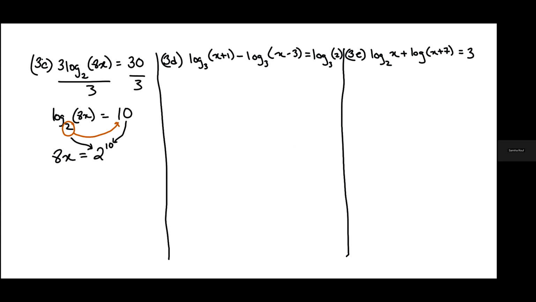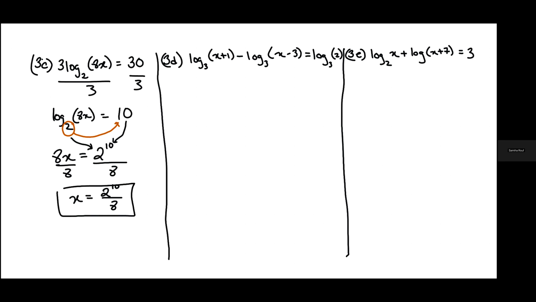Right? And then finally, we just have to isolate x, so we just divide out by 8, and we get x equal to 2 to the power 10 over 8. And then we could put this in a calculator and see what that's equal to. I'm just going to keep it like this for now, but since I don't have a calculator, you can go ahead and put that into a calculator.